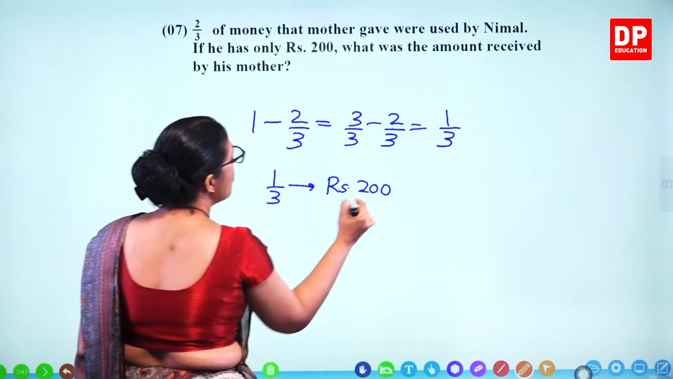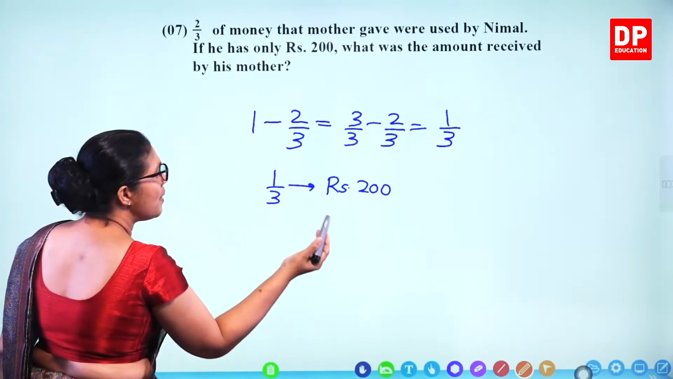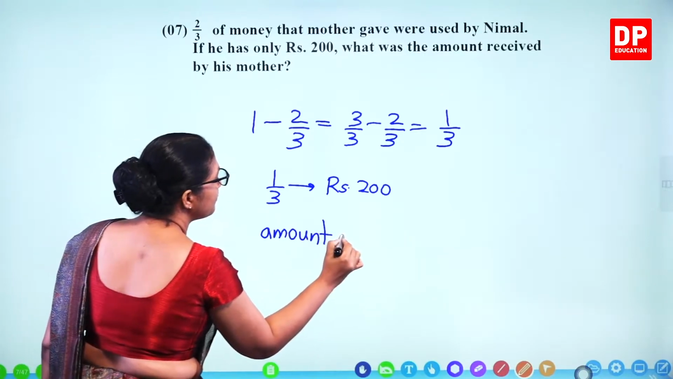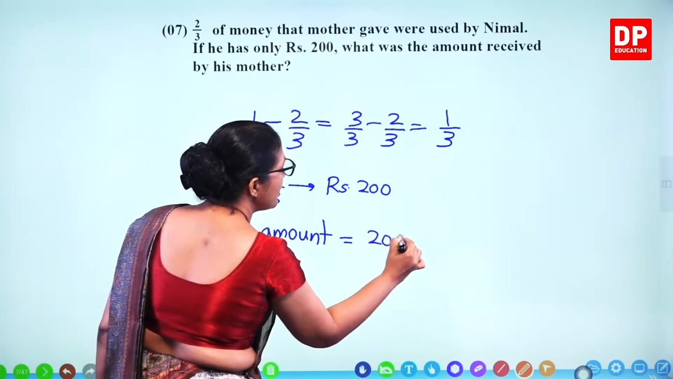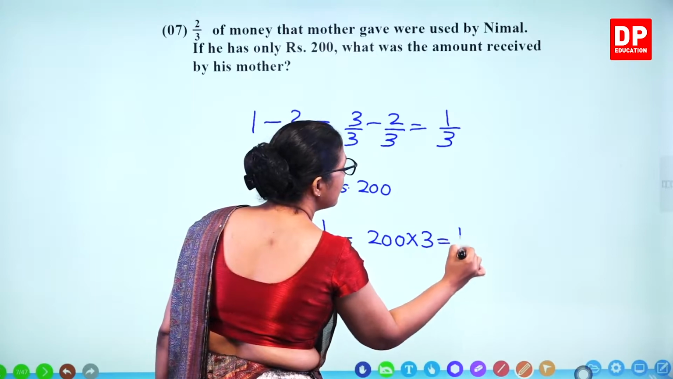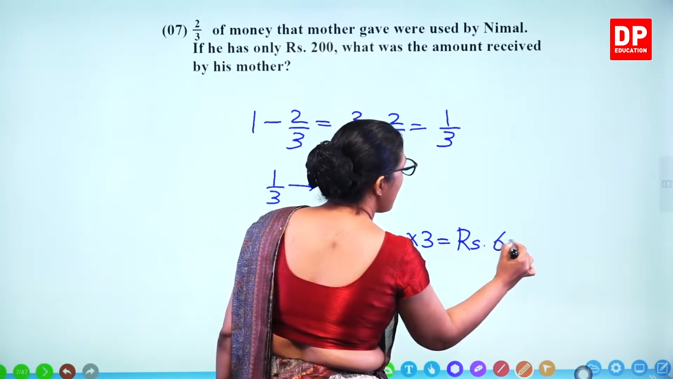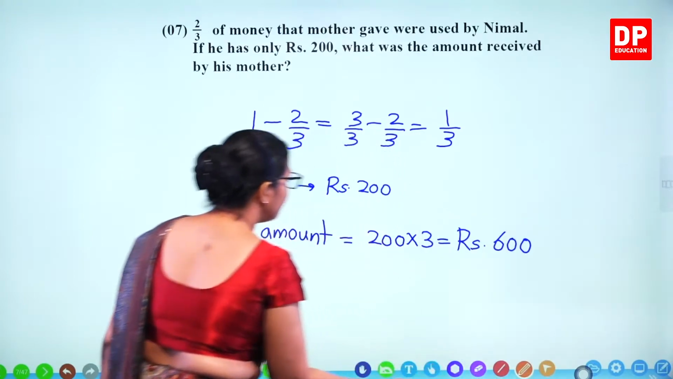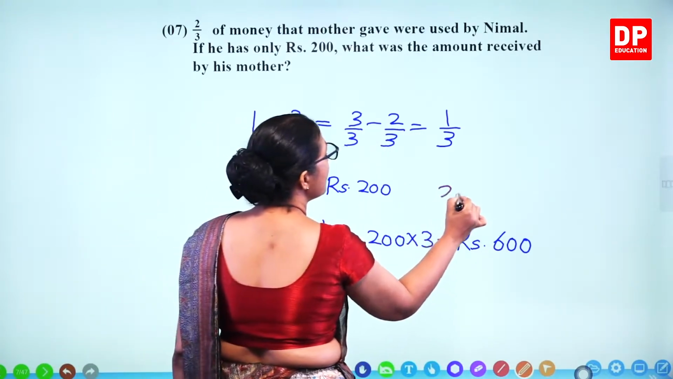So what's the amount that mother gave? 3 parts of that. So the amount that mother gave, 200 into 3. That's 600 rupees. So 2 marks for that.